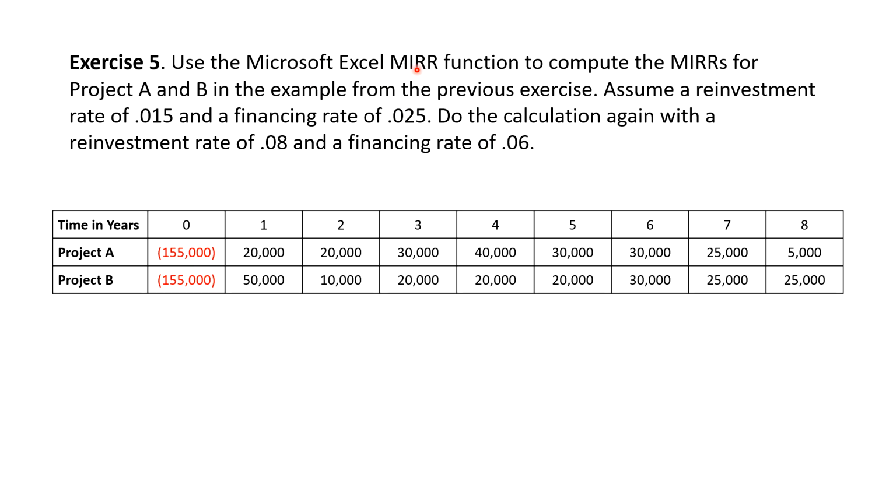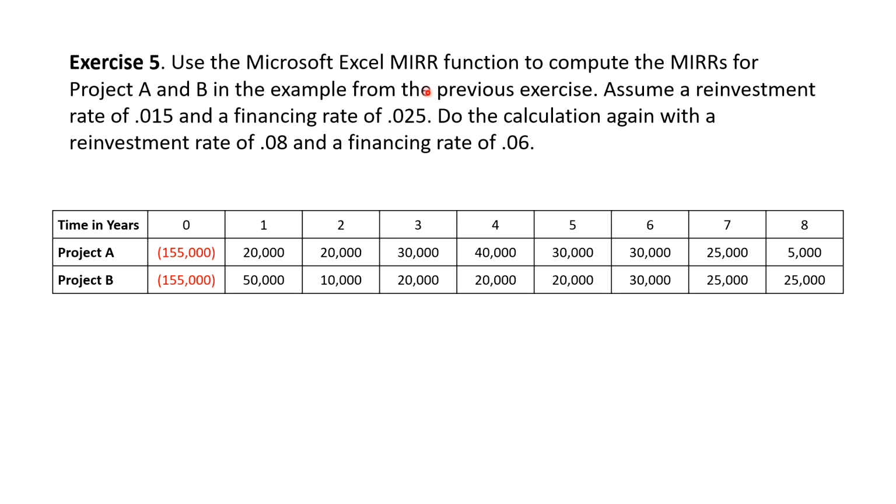Use the Microsoft Excel MIRR function to compute the modified IRRs for projects A and B in the example shown below here. Same thing, this is the same as we had in the previous exercise. Assume a reinvestment rate of 0.015 and a financing rate of 0.025. Do the calculation again with a reinvestment rate of 0.08 and a financing rate of 0.06. Okay, so I'll give you the answer to this on the next slide.